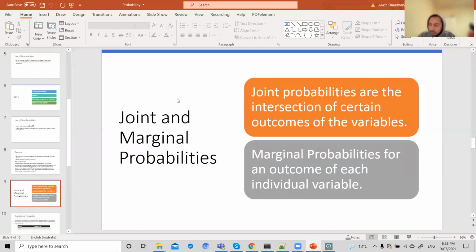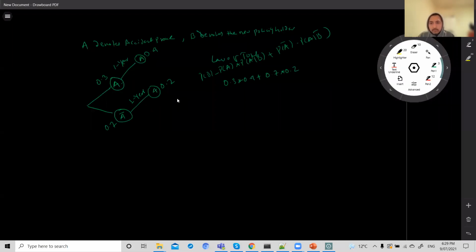Okay. So joint and marginal probabilities. We will come into this later. Joint probabilities are the intersection of certain outcomes of the variables. If you look at a Venn diagram, the joint probability will be this part.